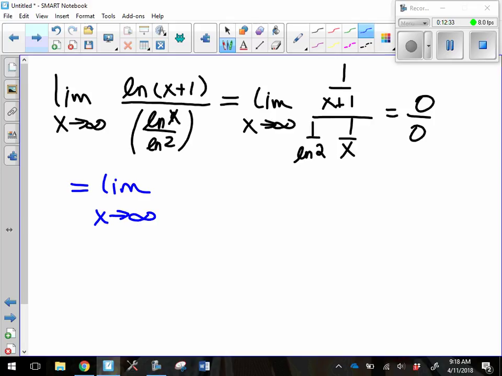But I can rewrite this as x natural log 2 over x plus 1. Never be afraid of a little algebra. Okay? I still get infinity over infinity. I still get an indeterminate form. So I can still apply L'Hopital's rule. But now what do I get? When I take the derivative, I'm going to have the limit as x goes to infinity.